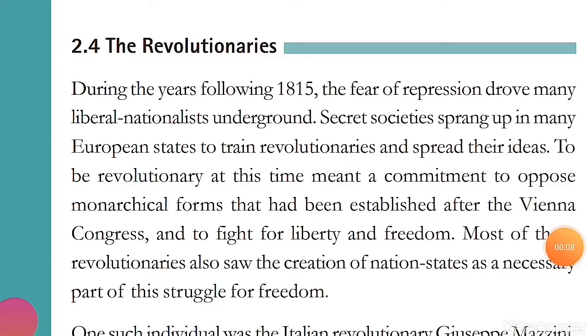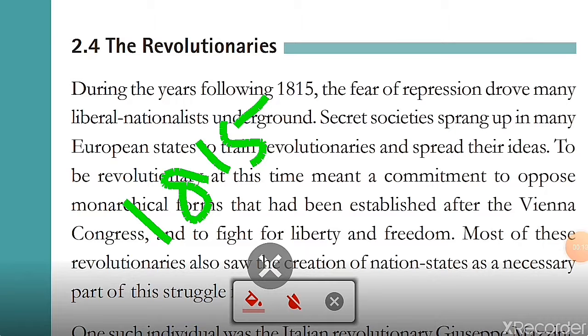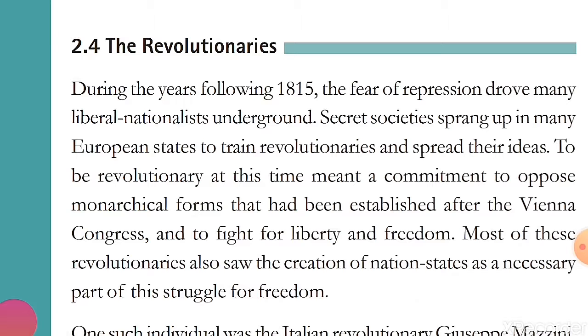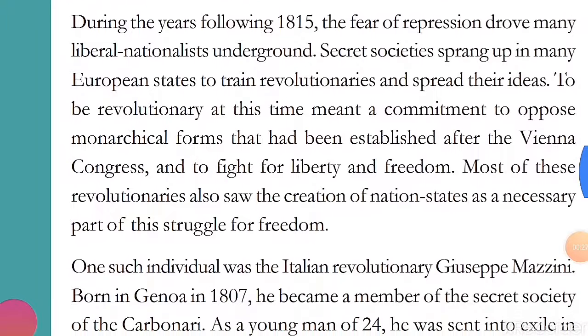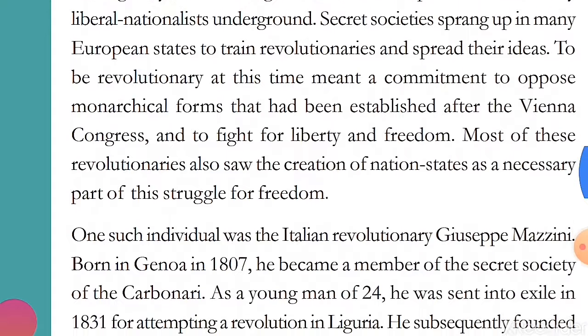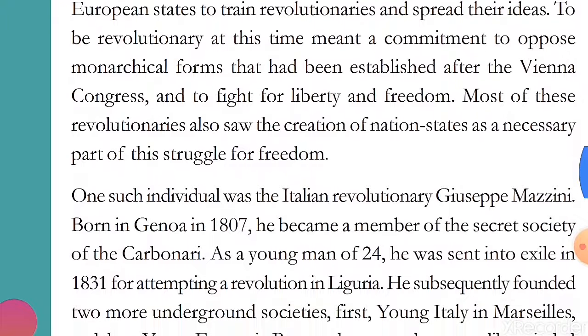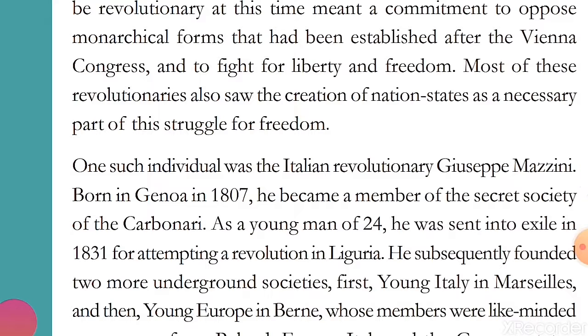In 1815, secret societies were formed in many European states to train revolutionaries and spread their ideas. Revolutionaries opposed the monarchical form and fought for liberty and freedom. The Italian revolutionary Giuseppe Mazzini was born in 1807.